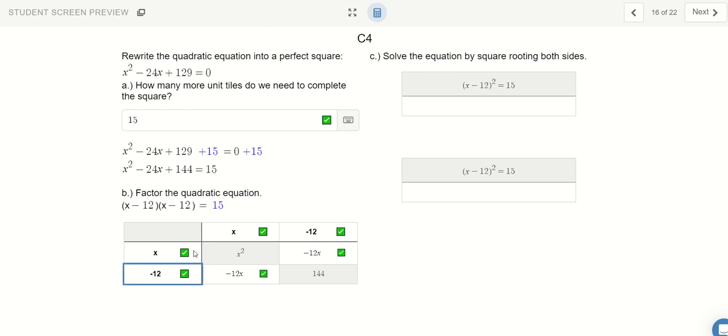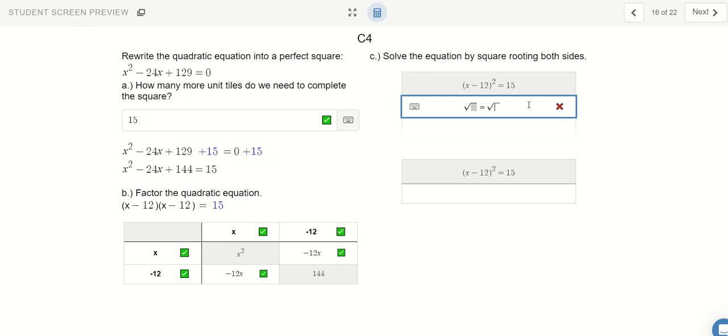And notice that all the parts of our factor works. X times x is x squared. X times negative 12 is negative 12x. And negative 12 times negative 12 is positive 144. So now that we have the same base times height, we can write it as a perfect square, x minus 12 squared. And what's nice about this is, again, we can square root both sides. So square root both sides.